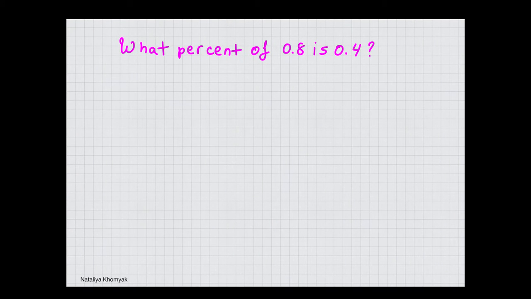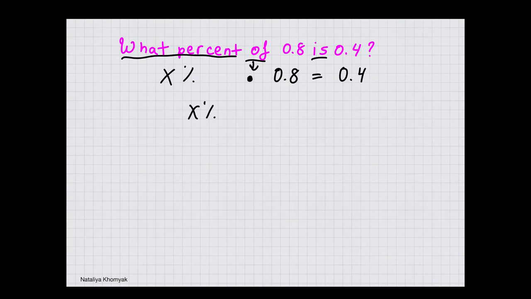What percent of 0.8 is 0.4? So what percent? I don't know what it is, so I'm going to say it's x percent. The percent sign is there just to remind me to convert my answer into percents. "Of" is multiply. 0.8, "is" is an equal sign, 0.4. I'm just going to rewrite it neater: x percent times 0.8 equals 0.4.